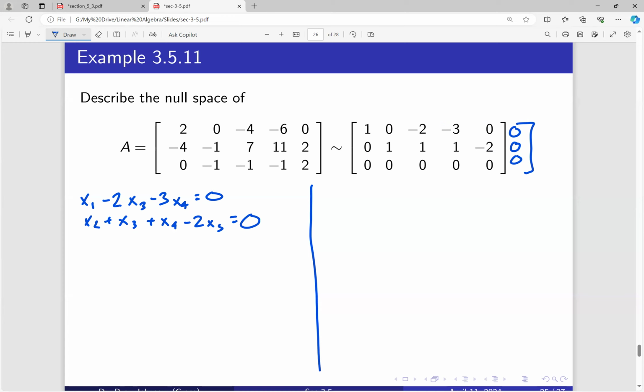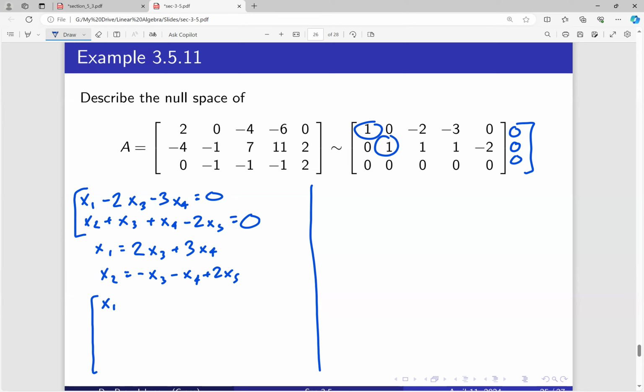And then what the book does is it solves for x1 and x2 because those are the pivots. So my pivots are here. So solving for x1 and x2, you get x1 equals 2x3 plus 3x4, and x2 equals negative x3 minus x4 plus 2x5.